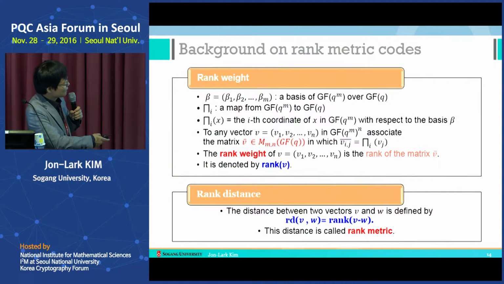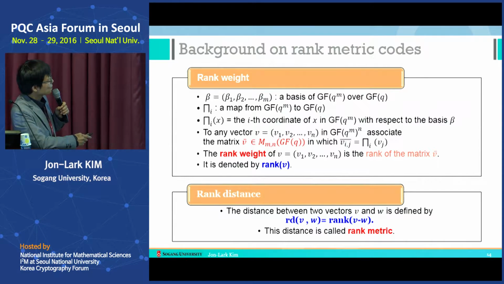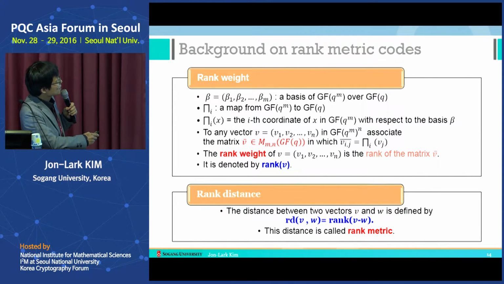So here's the definition. Let the vector be a basis. So it has m basis vectors over GF(q), and we have a map from GF(q^m) to GF(q)^m. Given X, which is in here, you can represent X as a linear combination of these basis elements. So you have m coordinates. So this represents each coordinate.